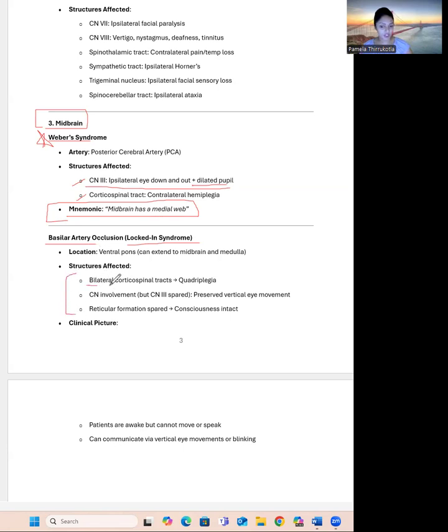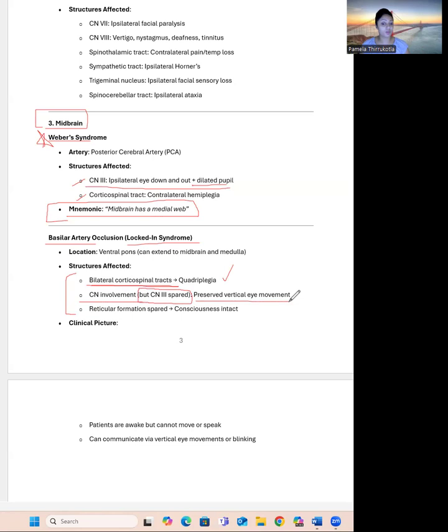Remember the presentation for the corticospinal tract is going to be bilateral because you're locked in. Your arms are locked, your legs are locked, you can't really move. So it has to be your bilateral corticospinal tracts which are involved, leading to quadriplegia. Okay. Now, cranial nerve involvement is definitely going to be there, but remember, your cranial nerve 3 is going to be spared. Okay, so preserved vertical eye movements.